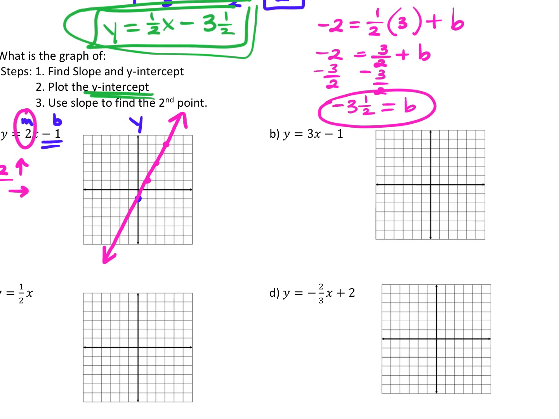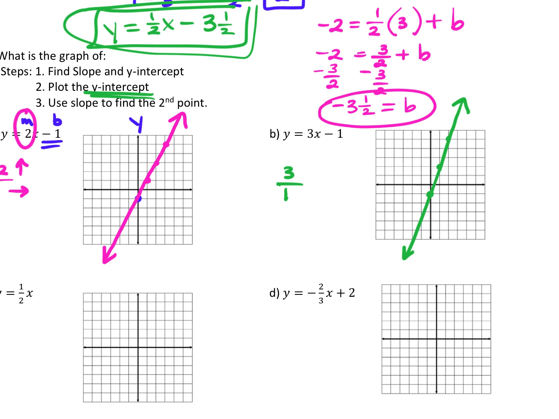So what's different about this one? This is 3x minus 1. Where do you go first? Negative 1. You're going to go down 1. And now where? Up 3 to the right 1, right? So it's up 3 to the right 1, up 3 to the right 1, and you get this graph. Okay, so it's a steeper slope now, right? 3 versus 2, just got a little sharper.